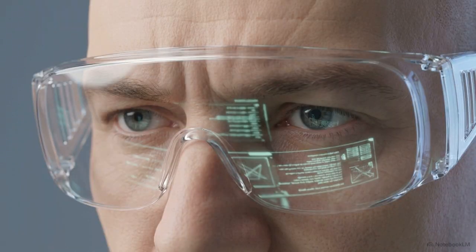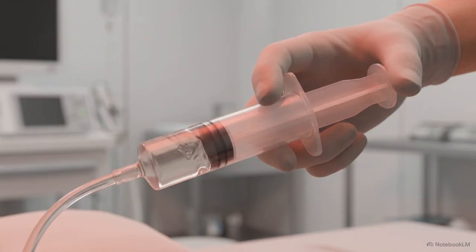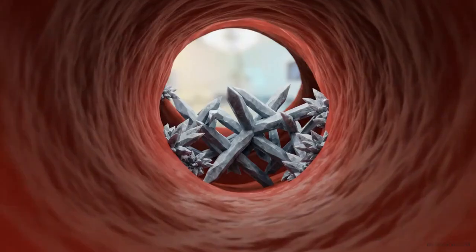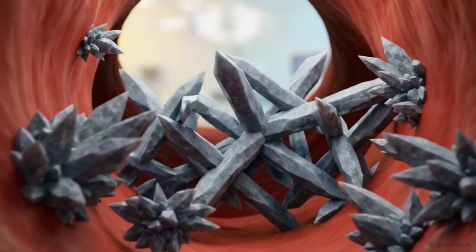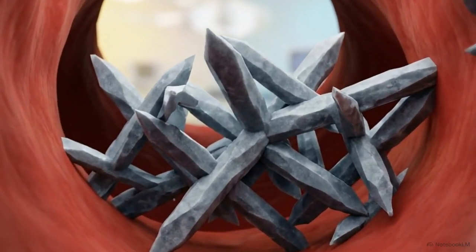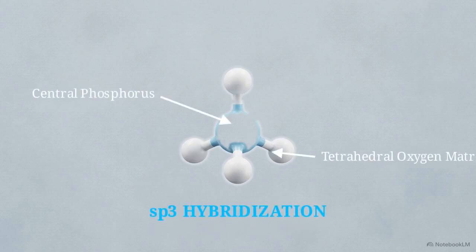The central question is diagnostic validity. Is this a true transcellular shift driven by refeeding syndrome, or are you looking at pseudo-hypophosphatemia, an analytical mirage induced by laboratory interference? Rushing a blind intravenous correction without verifying the laboratory data can be fatal. If the measured level is false, the excess phosphate will bind to ionized calcium, creating an uncontained crystal storm within the patient's vasculature. To understand this mineralizer, we must deconstruct its architecture.